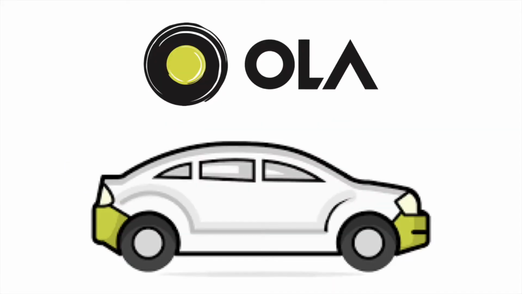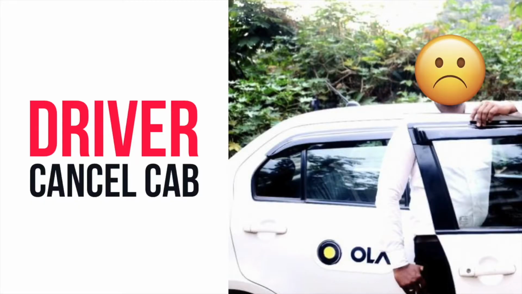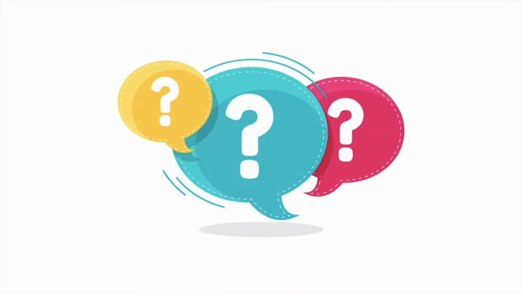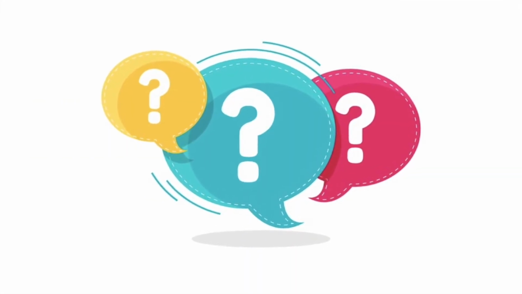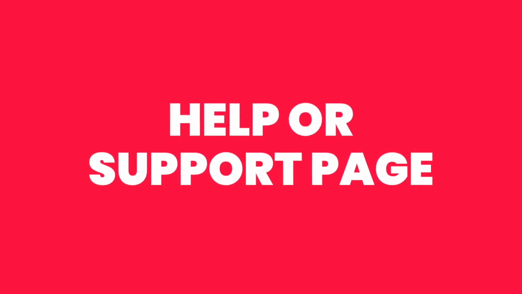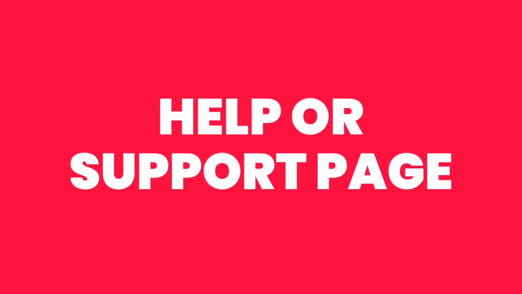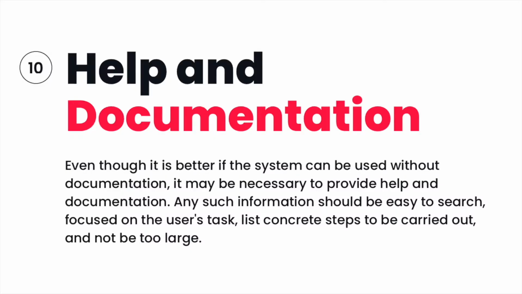For example, you must have ever booked an Ola or Uber cab and the driver has cancelled your booking. Then you book the cab again. But when you pay the driver this time, some extra charges are added on it. Because your first booking was cancelled by a driver and the cancellation charges are added. So what will you do in this case? Definitely you will go to the help or support page of Ola and Uber and you will find the solution for this problem. So that's why help and documentation is very important for every app.